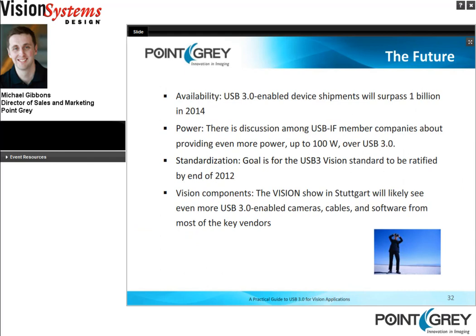So this brings us to the future. What's coming down the road? In terms of availability, USB 3 enabled device shipments are forecast to surpass 1 billion in 2014. And you probably saw earlier the graph showing that by 2015, 100% of computers are expected to support USB 3.0. On power, there is discussion among USB-IF member companies about providing even more power, even up to 100 watts over USB 3. This, again, is great for large networks of cameras.